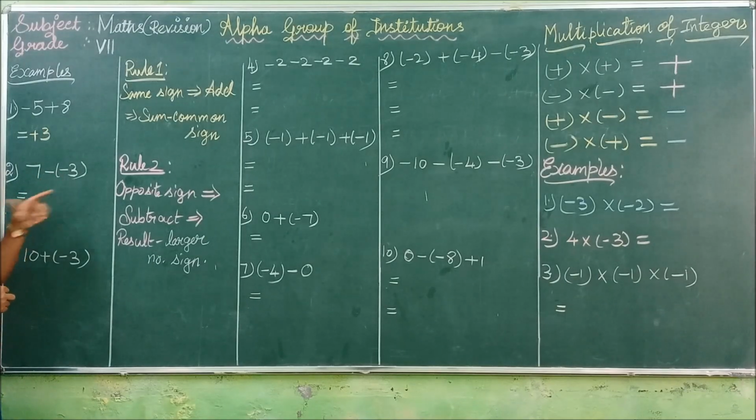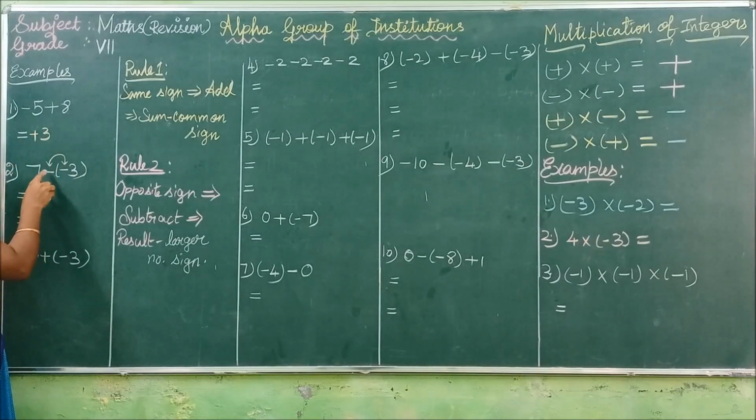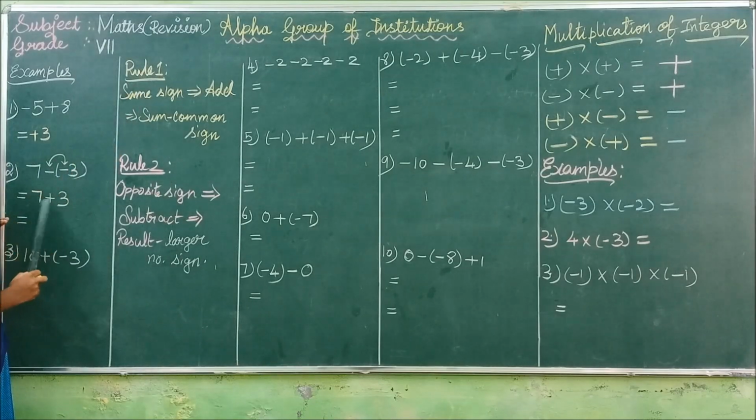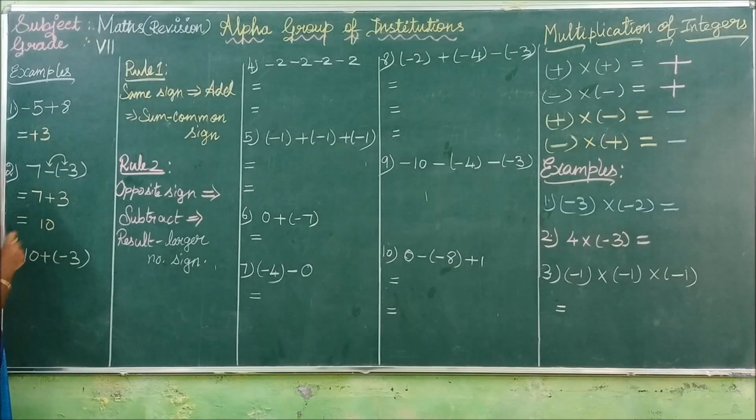See the next one: 7 minus of minus 3. Write the first integer as it is, 7. How do you remove the bracket? By multiplying the symbol inside and outside the bracket. Minus into minus is plus, so 7 plus 3. According to rule 1, they are in same sign, so we have to add 7 plus 3, 10. This sum gets the common sign. What is the common sign here? Plus. So the answer is plus 10. Okay.